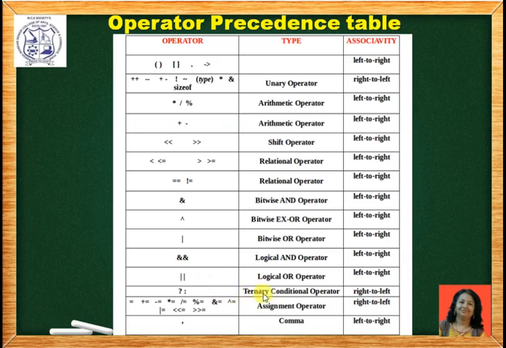After that, ternary operators, they are evaluated from right to left. After that, assignment operators, they are also evaluated from right to left. And after that, comma operator, evaluated from left to right.